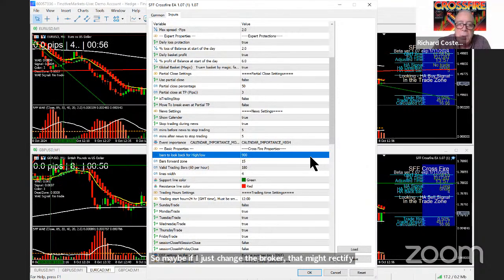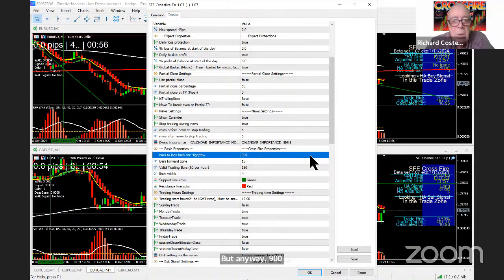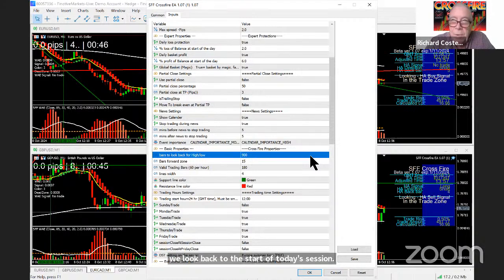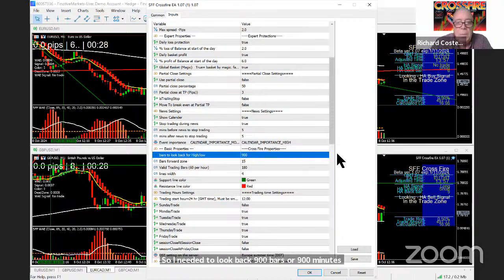But anyway, 900, and for the benefit of anybody who's new, the reasoning behind that is we look back to the start of today's session. But today's session, if you're in the UK, started at 10 p.m. last night. That was the opening of the Asian session for Tuesday. So I needed to look back 900 bars or 900 minutes to get a nearer high and a nearer low. But if it's beyond the 900, then I want it to draw a horizontal line.